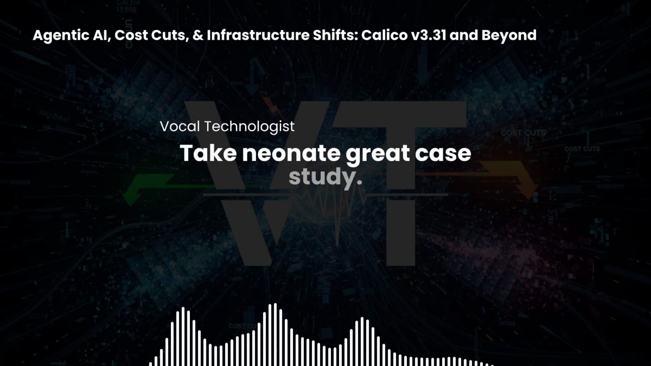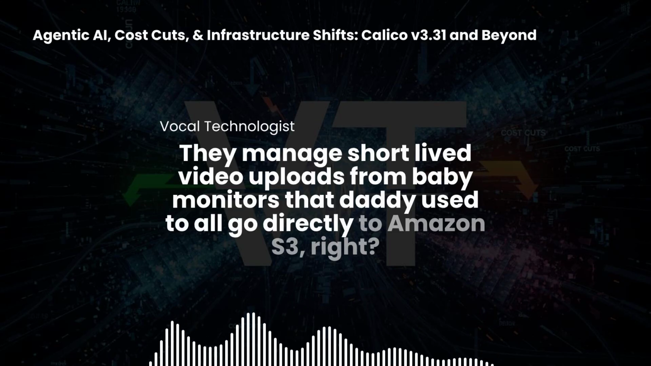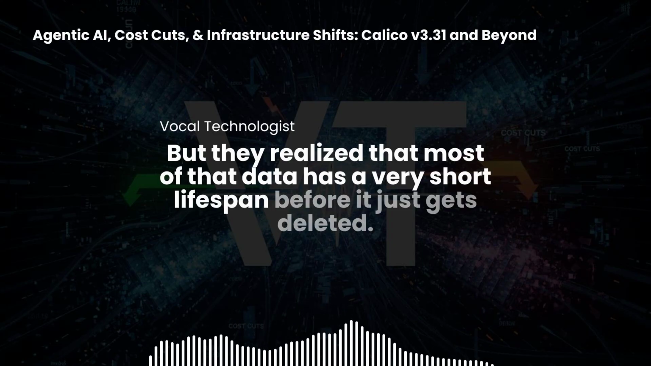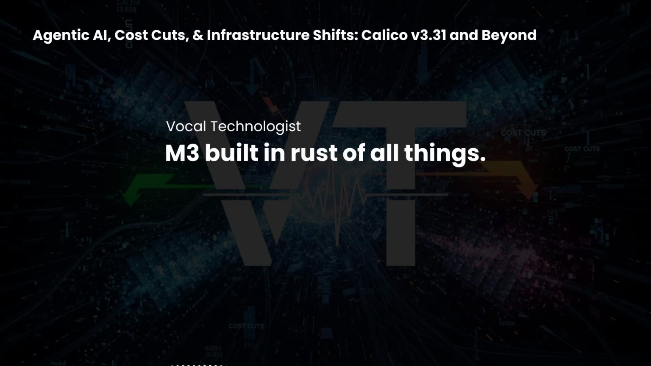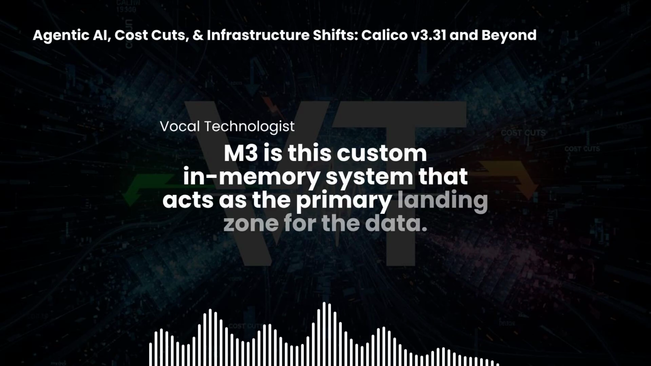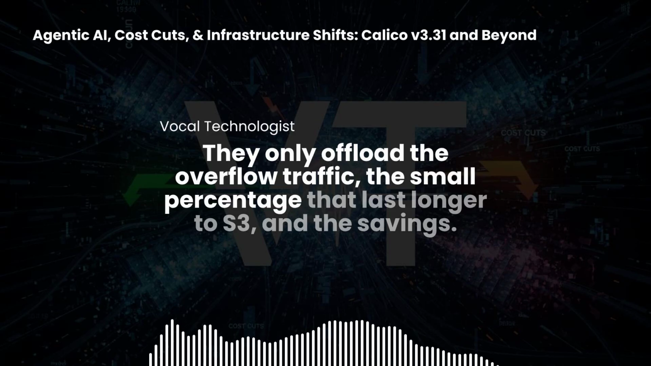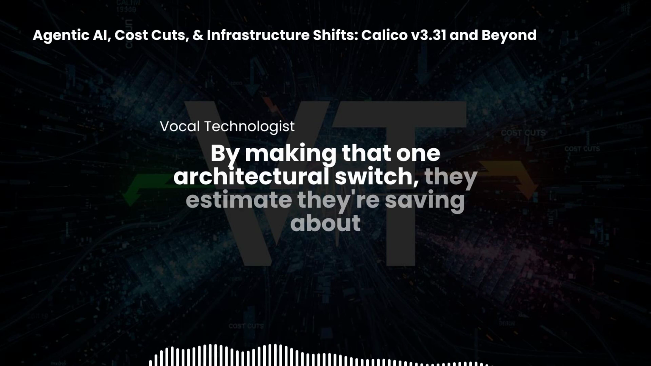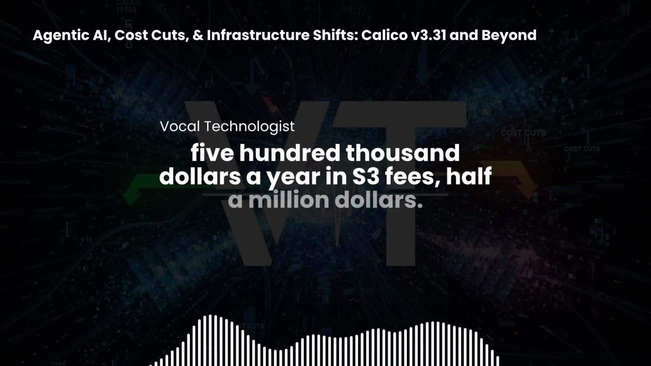Take Nanit. Great case study. They manage short-lived video uploads from baby monitors. That data used to all go directly to Amazon S3. Right, but they realized that most of that data has a very short lifespan before it just gets deleted. So they built their own thing, N3, built in Rust of all things. Precisely. N3 is this custom in-memory system that acts as the primary landing zone for the data. They only offload the overflow traffic, the small percentage that lasts longer, to S3. And the savings. By making that one architectural switch, they estimate they're saving about $500,000 a year in S3 fees.